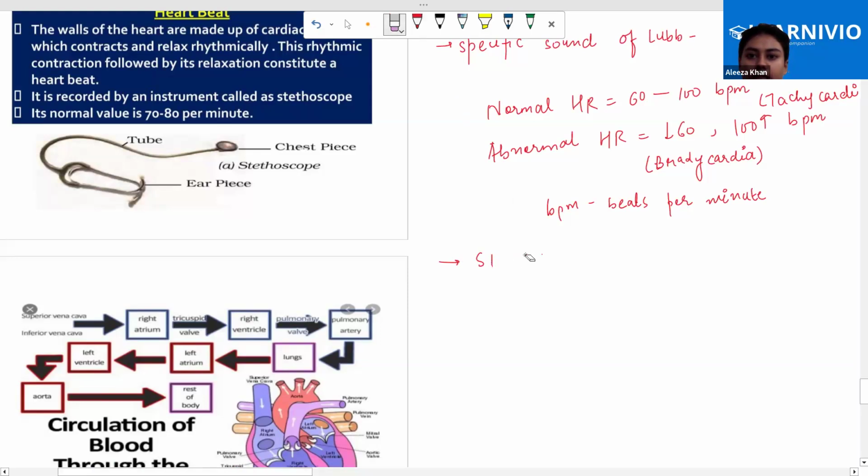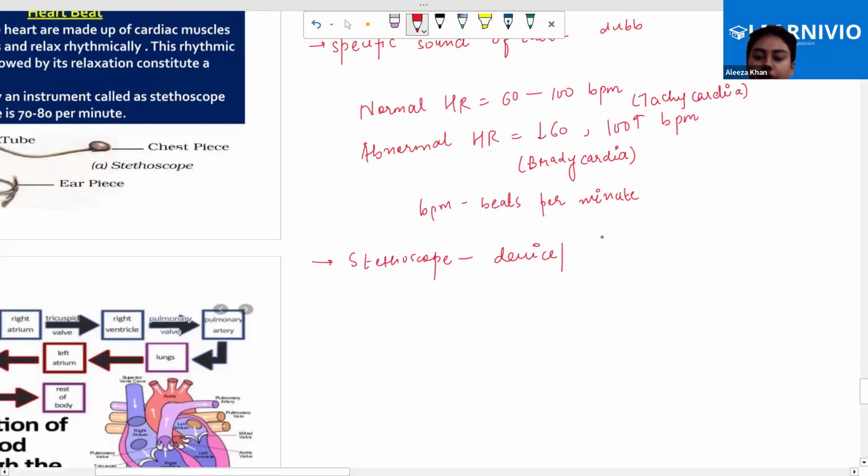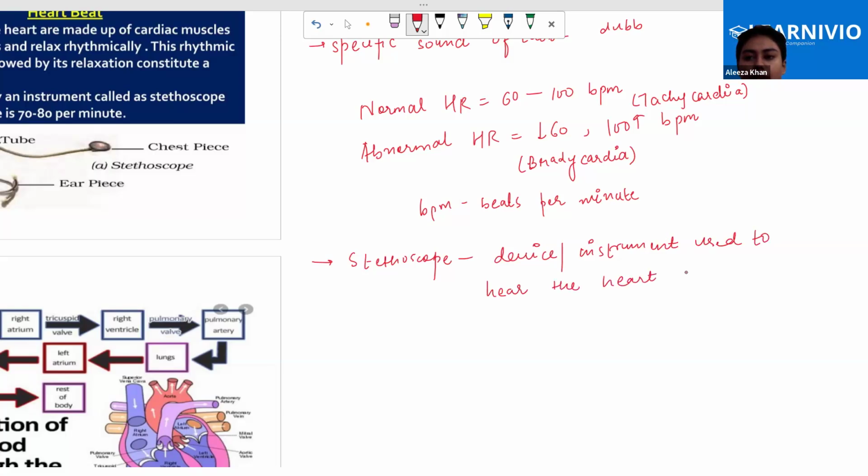The stethoscope is a device or instrument which is used to hear the heartbeat. Understood? Also, this can be used to hear the abnormal lung sounds. So, if I'm writing abnormal lung sounds, or you have to hear the heartbeat.